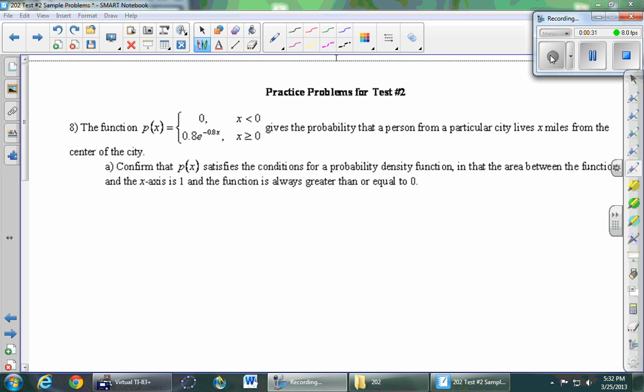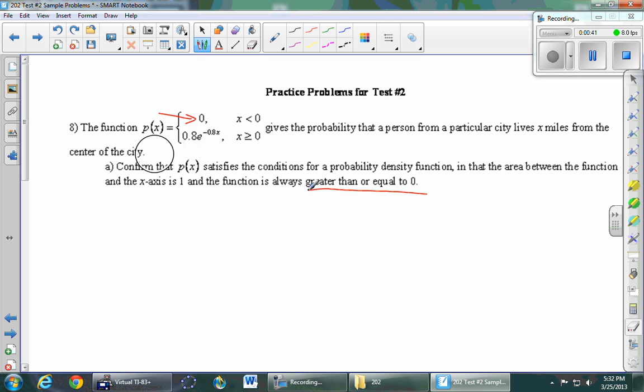So let's start with the greater than or equal to 0 part. If you are in the first row, then you are 0, so you are always more than or equal to 0. If you're in the second row, then you have to do with the e function. But we know that e to anything, and in particular e to the negative 0.8x, is always positive. Throwing a 0.8 in the front doesn't change it. So we've satisfied the easier condition.